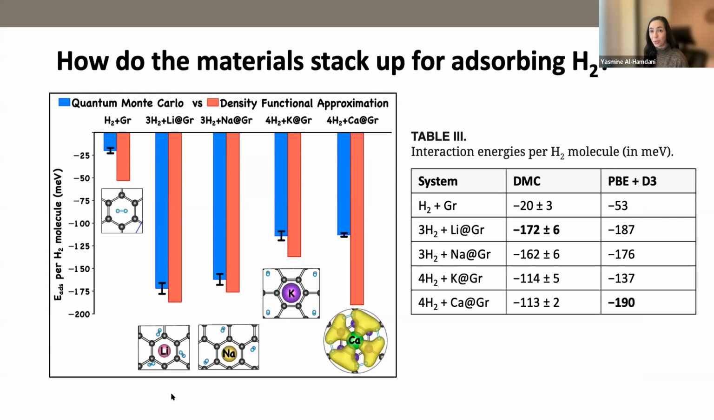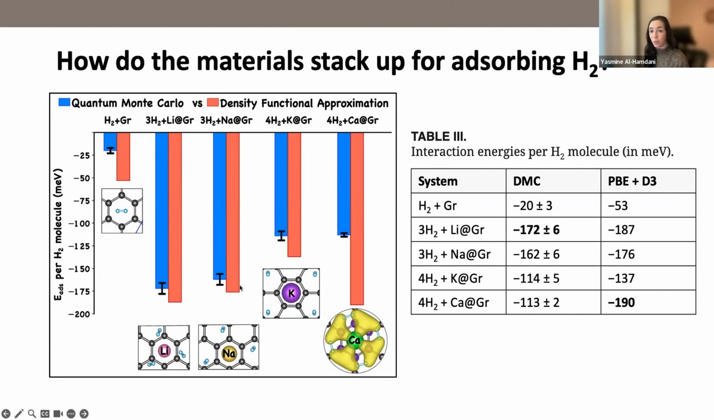So we move on in this way. Okay, and so now this is the main result. So what you see here in the blue bars is the QMC results. And in the red, you see the PB plus D3 results. I've just referred to here as DFT, but of course it's PB plus D3. And the main take home that I want to point out is that the trend is not the same.